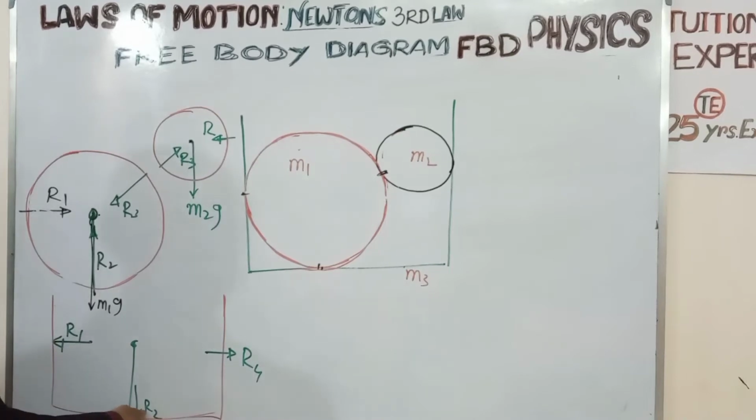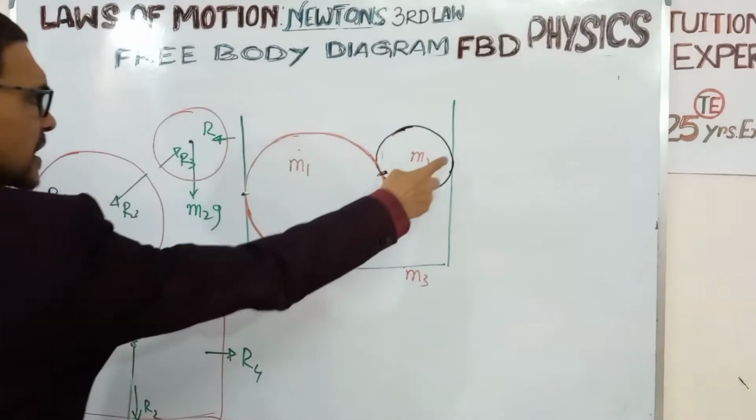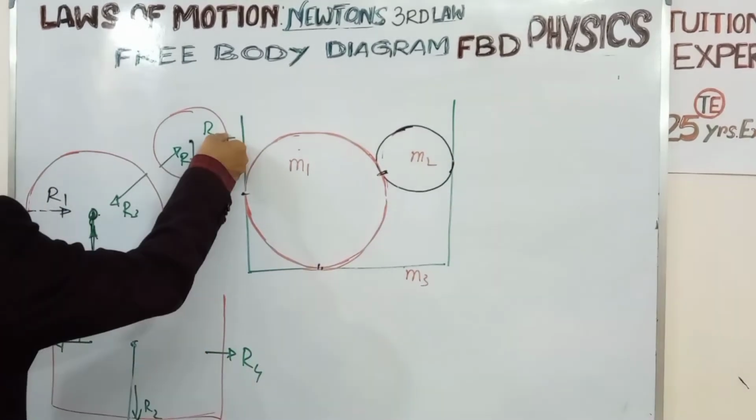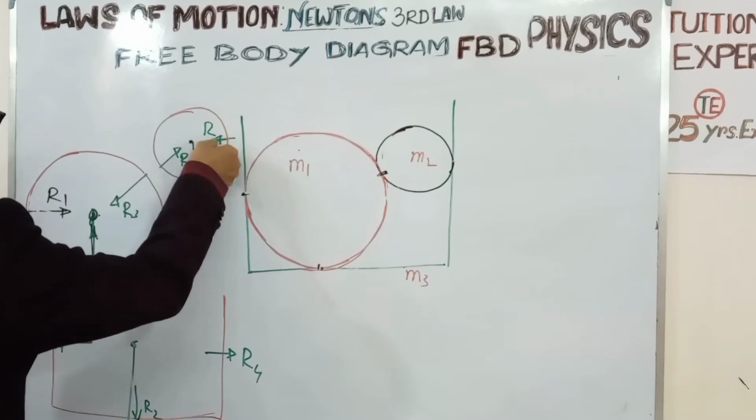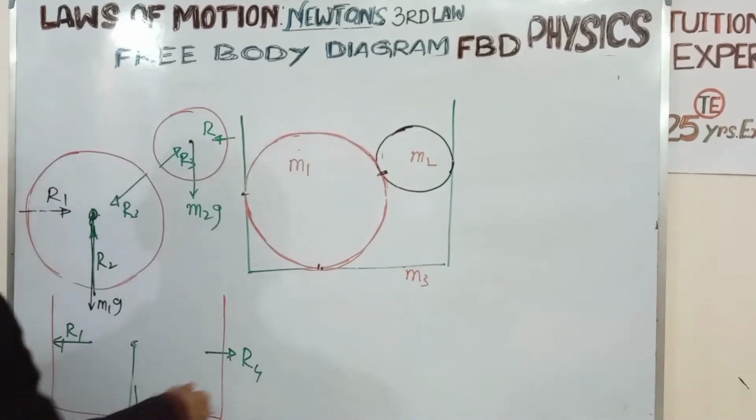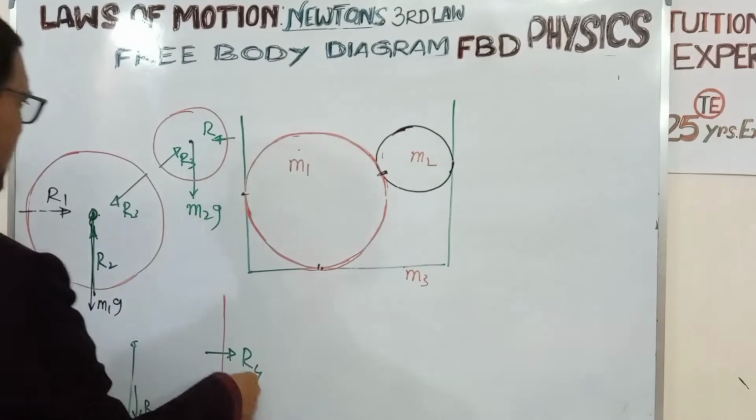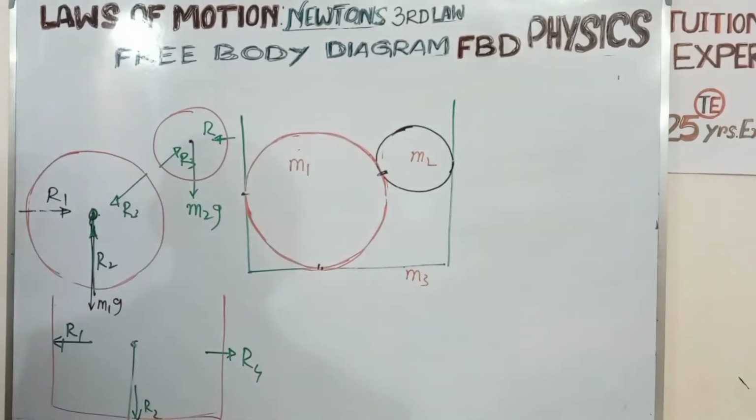Now this is also by the container. The weight of the body acts through the center. Here a contact point is present. So this is the action on the small sphere by the container, and this is the reaction on the container. And the weight of each body acts through the center. So these are the free body diagrams of these bodies.